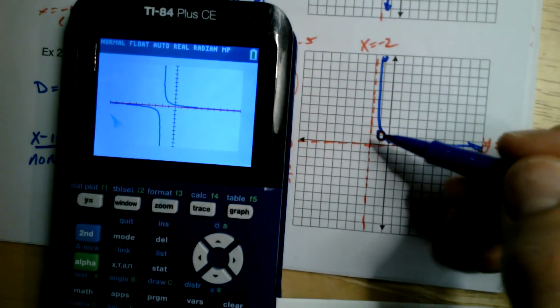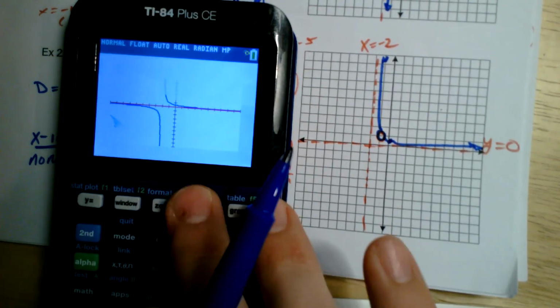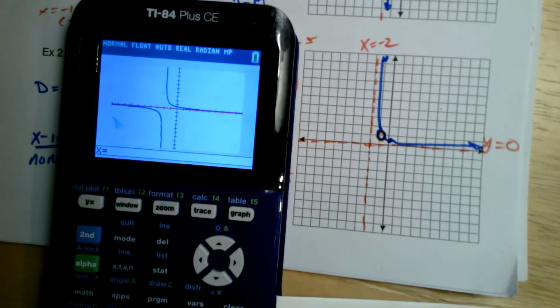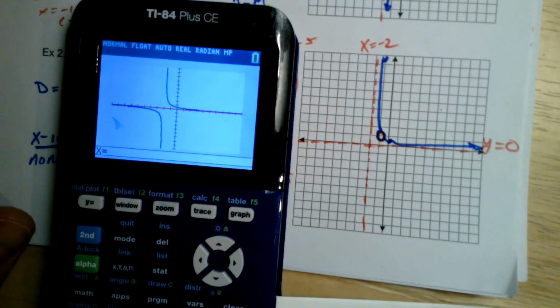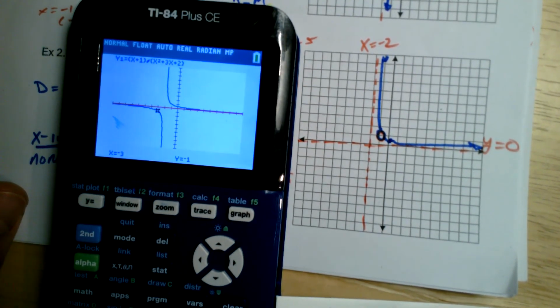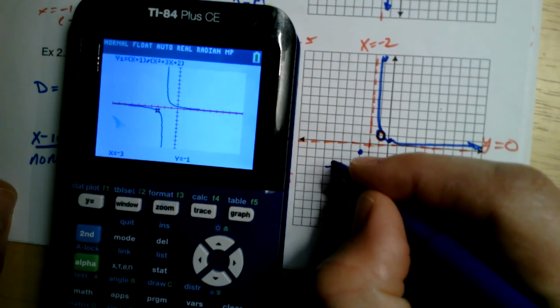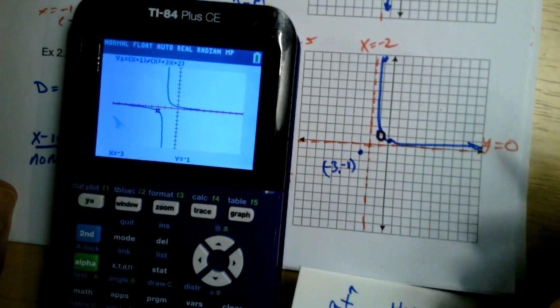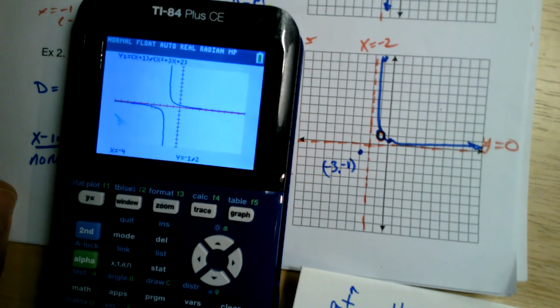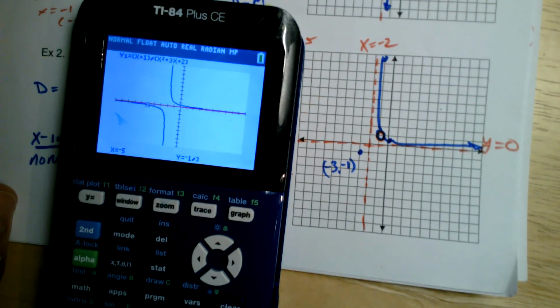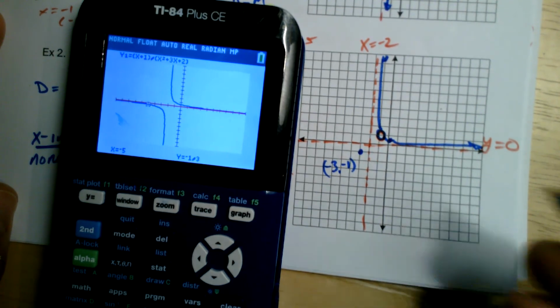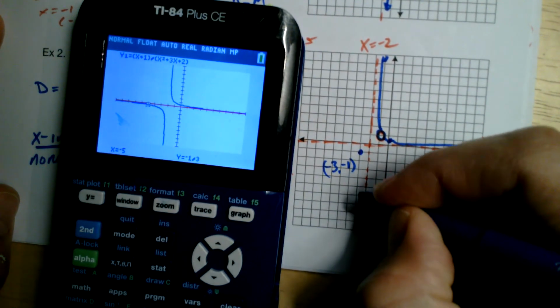Again, my asymptote's at -2, so I can go second trace value and plug in any value to the left of -2. I would probably just do -3. So -3, and I got -1 right there. So (-3, -1). You can use any point you want. If you want to do -4, that's -1/2, -5, now you start dealing with fractions, 1/3, and so on. One point is all you really need if you're doing this by hand.